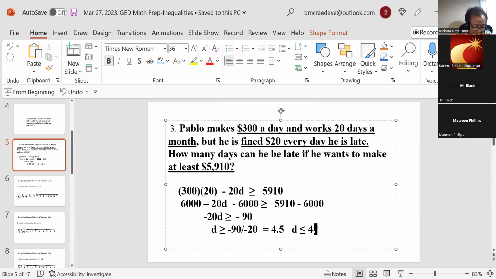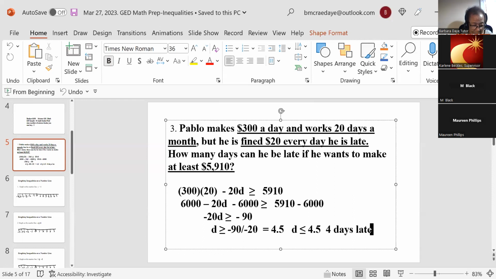So he can only be late 4 days. So you drop the half. No, you don't drop it. You just can't have a fraction of a day. Okay, so 4 days late.